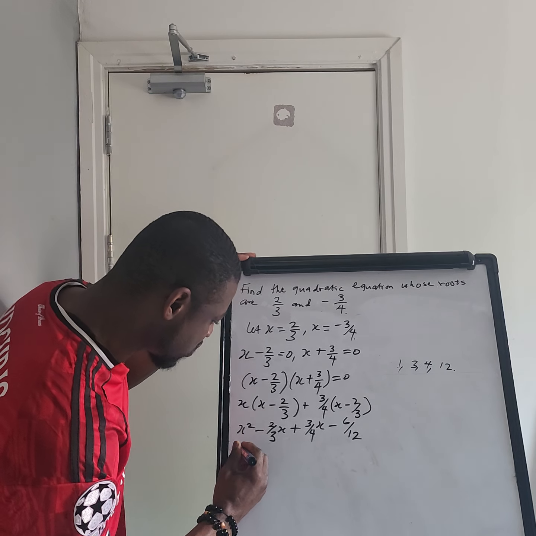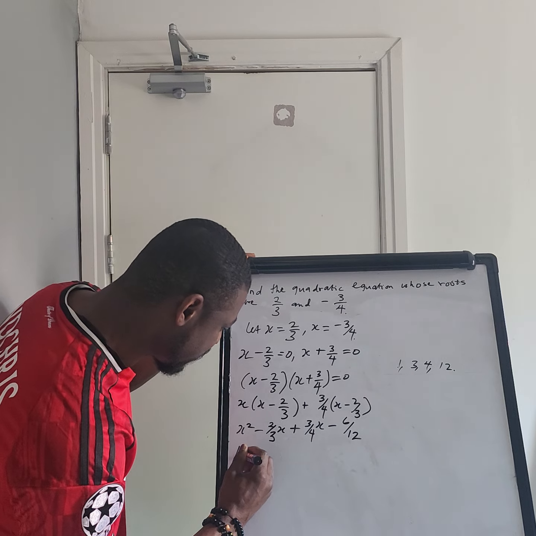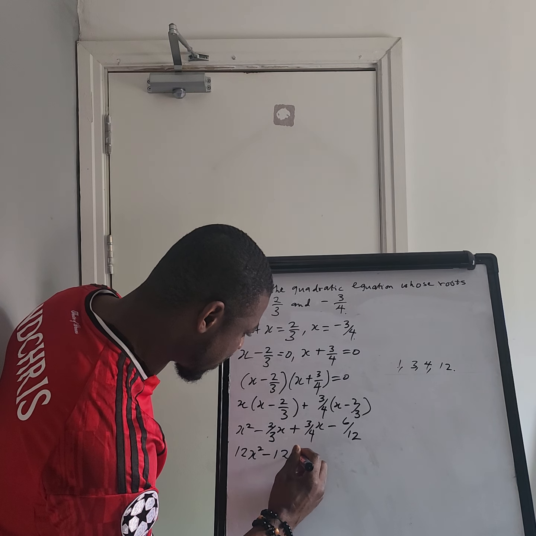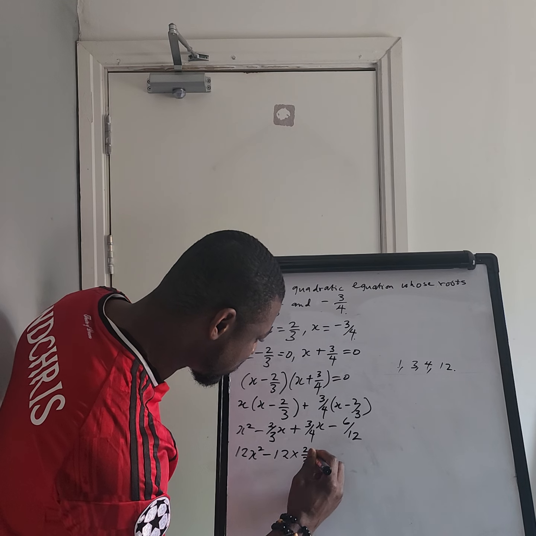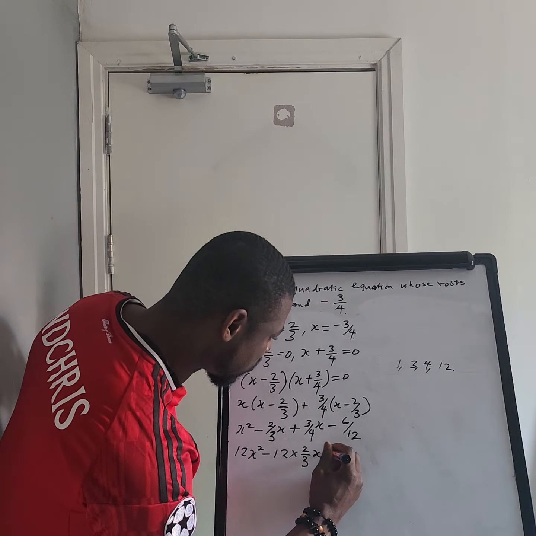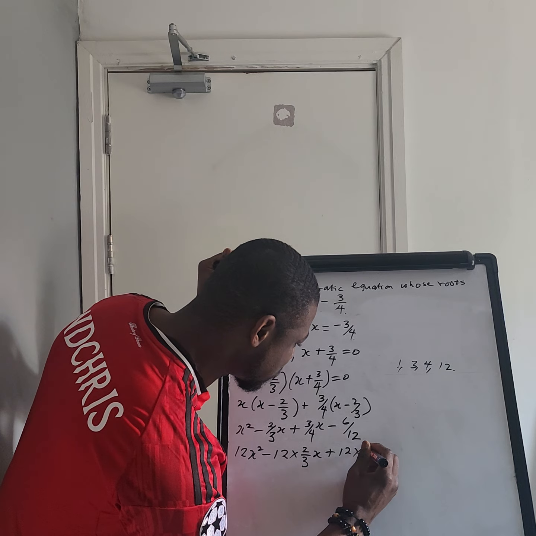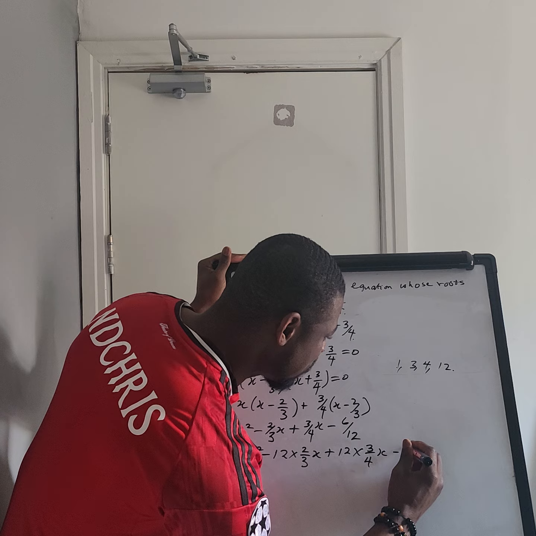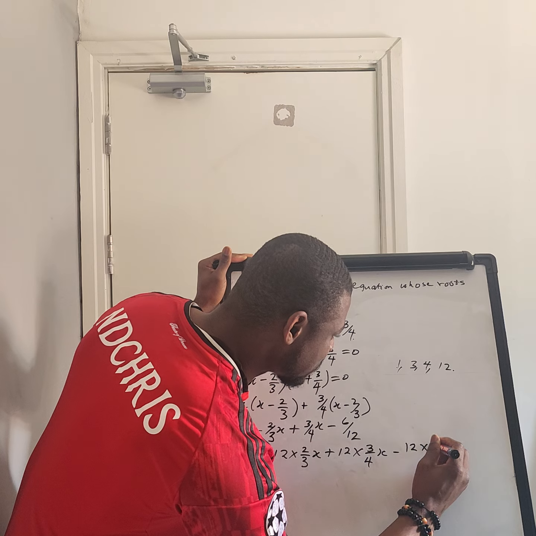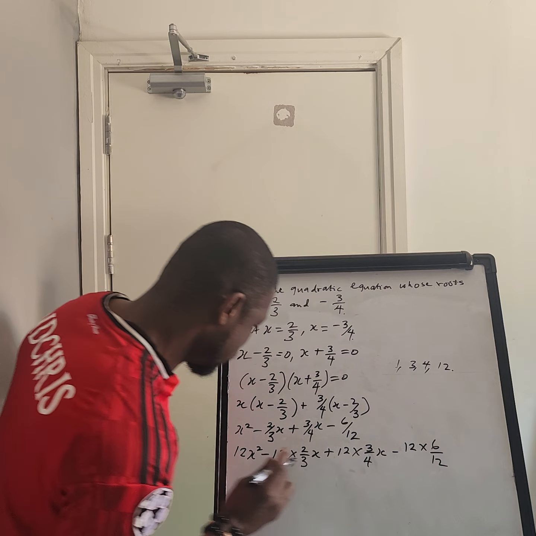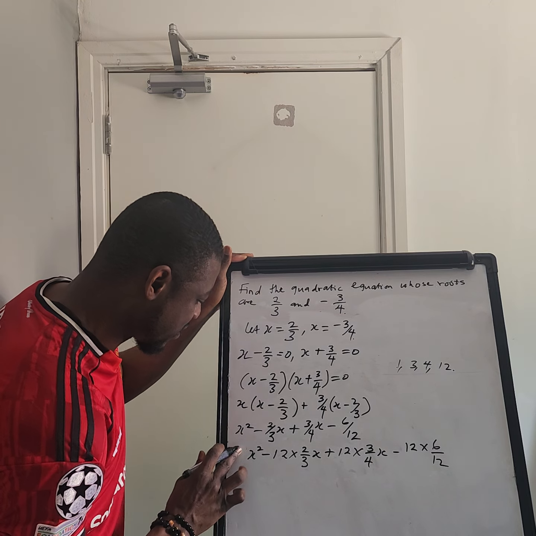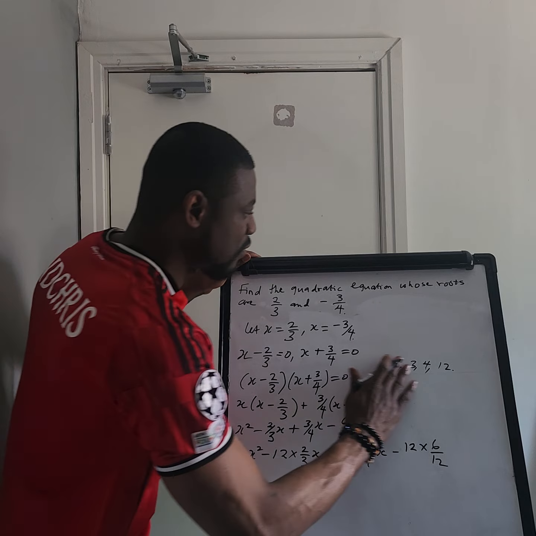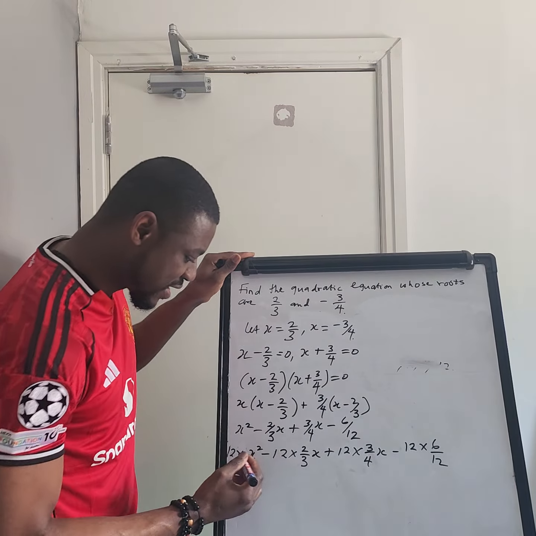So that will give us 12 times x squared is 12x squared, minus 12 times 2 all over 3x, plus 12 times 3 all over 4x, minus 12 times 6 all over 12. So let me make it clearer here. Now I will continue from this side.